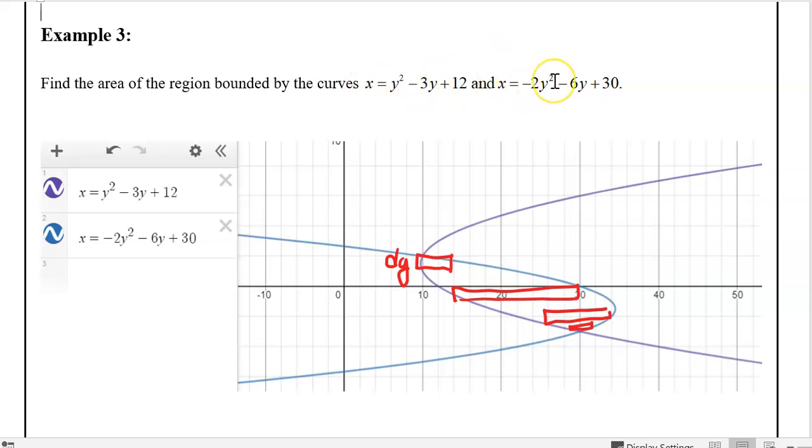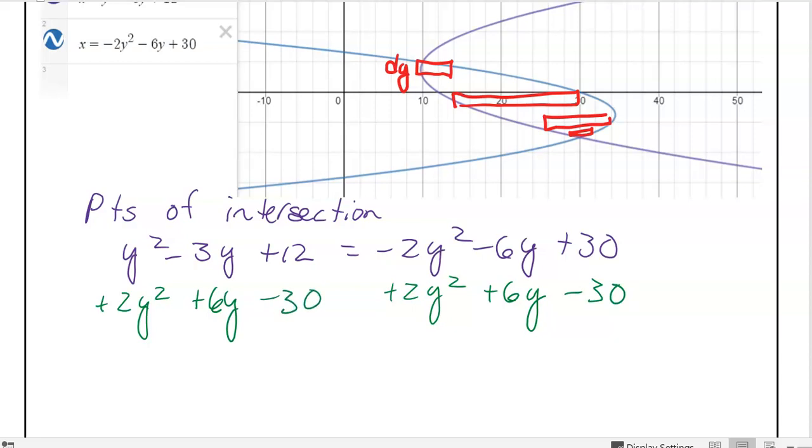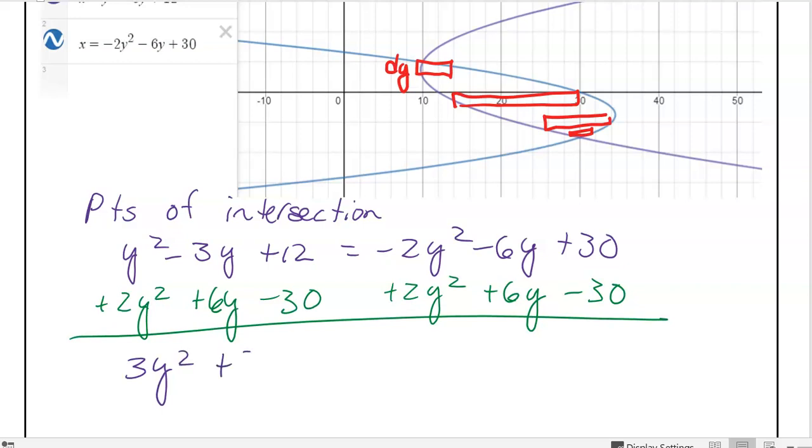Let's now set these two equal to each other, since they're both solved for x, and find the points of intersection. You will want to move everything to one side of the equation so that you can solve the quadratic. In this case, I choose to move everything to the left so that my y squared term is positive. Now, let's take a look at what we end up after accomplishing that. This would give me 3y squared plus 3y minus 18 equals 0.